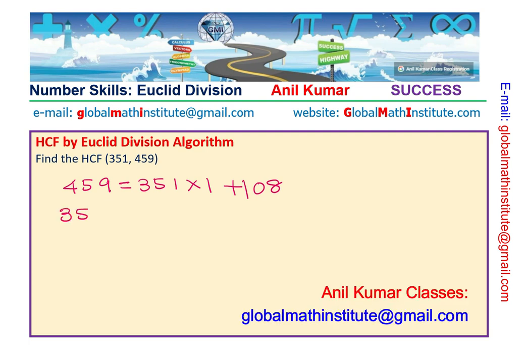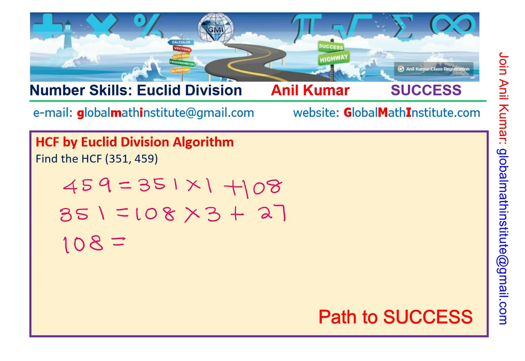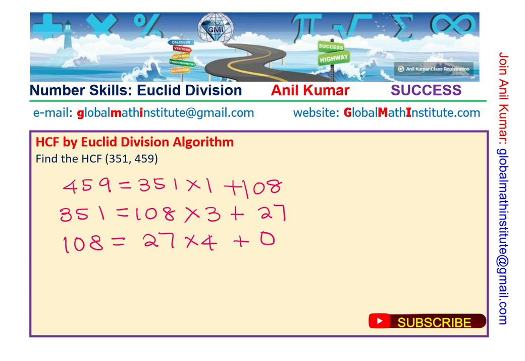So 351 can be 108 times something, which is times 3, plus what? What is the remainder in this case? That is 324, and when you take 324 away from 351, you get 27. And clearly, we can now write 108 equals 27 times 4, the remainder being 0. And therefore, we can say that 27 is the HCF.